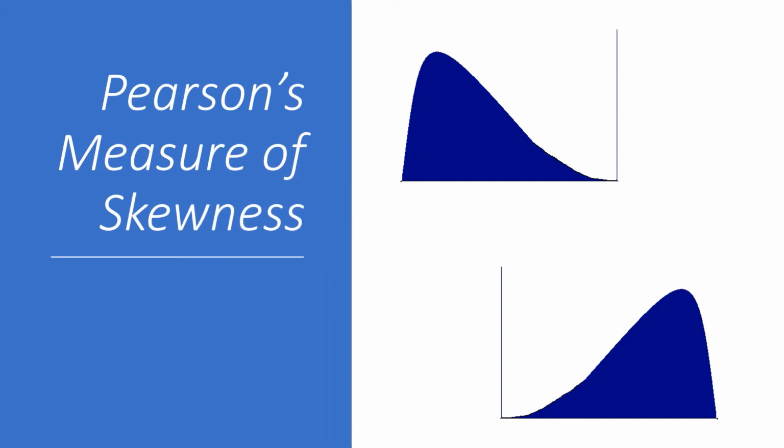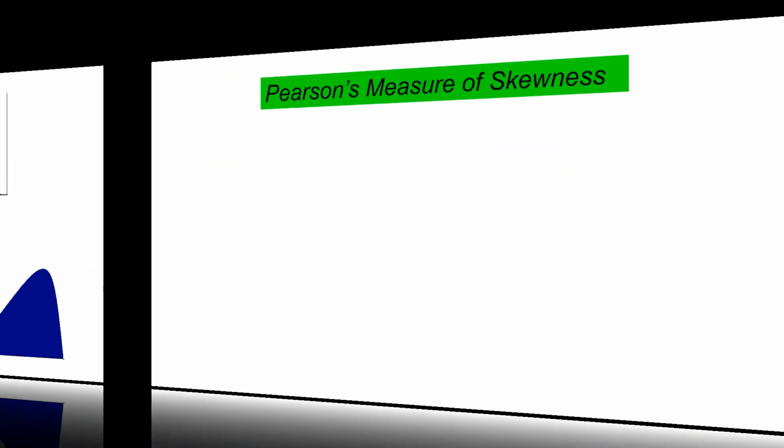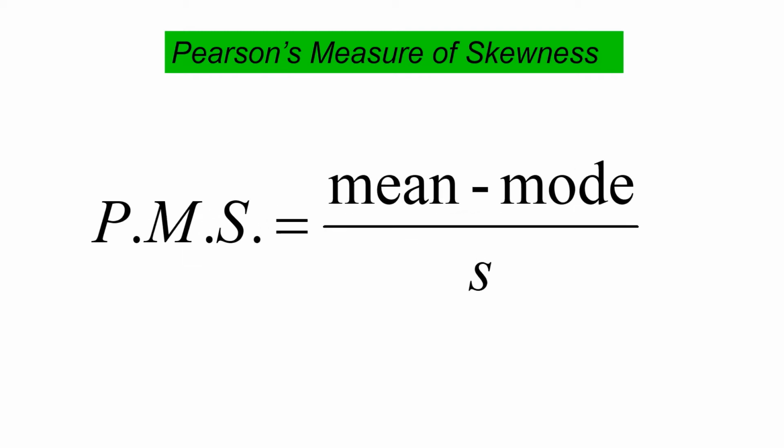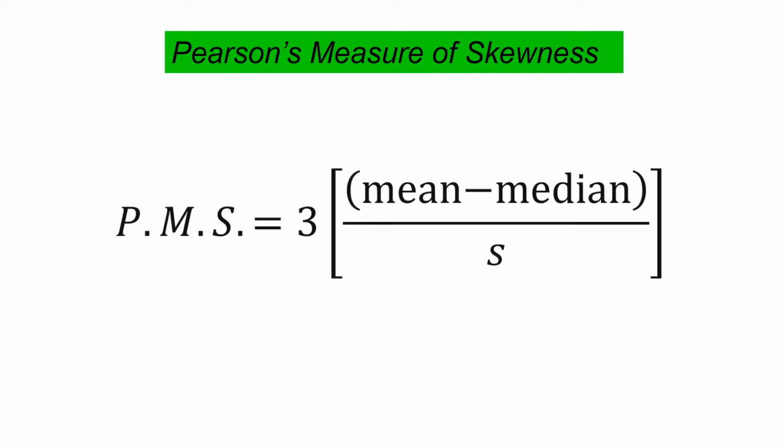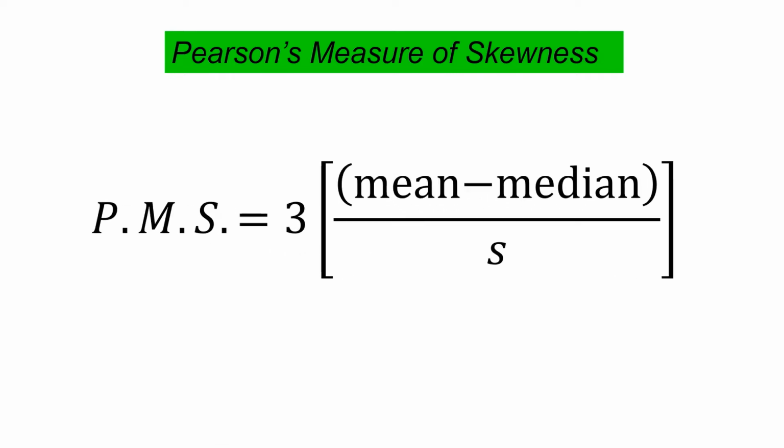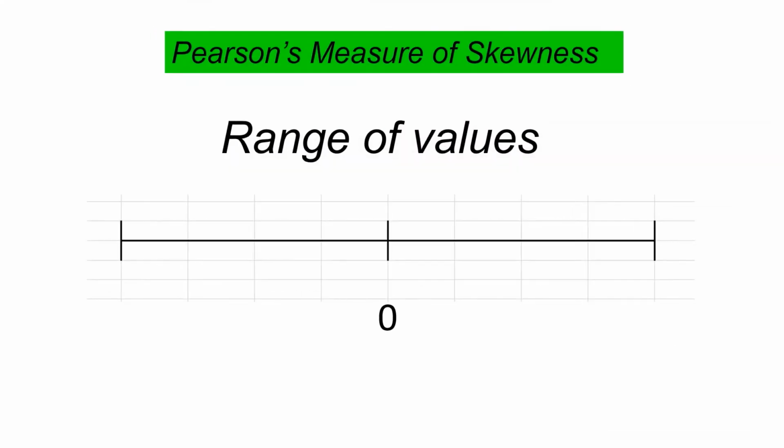The degree of skewness of a frequency curve can be measured using Pearson's measure of skewness. 1. Pearson's measure of skewness is the mean minus the mode, divided by the standard deviation. 2. Pearson's measure of skewness is the mean minus the median, divided by the standard deviation, multiplied by 3. The range of values for the measure of skewness is between -3 and +3.